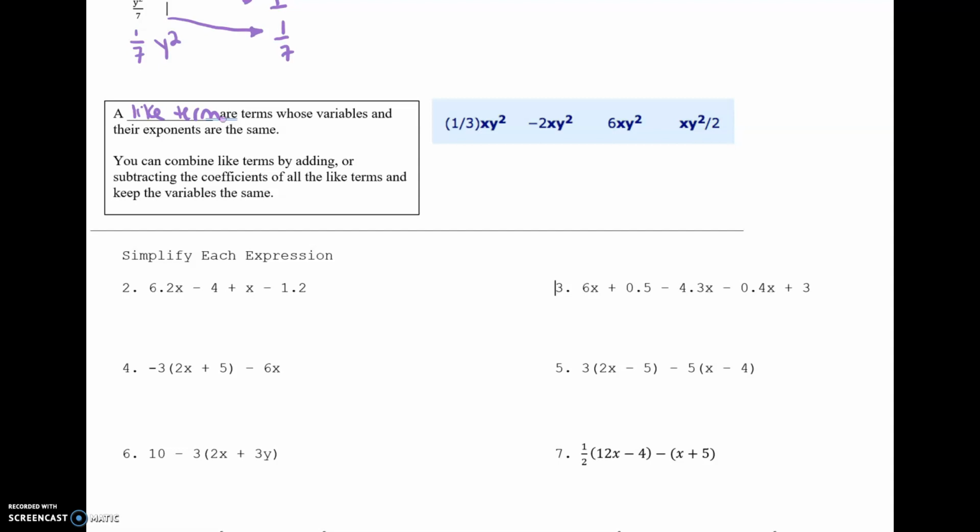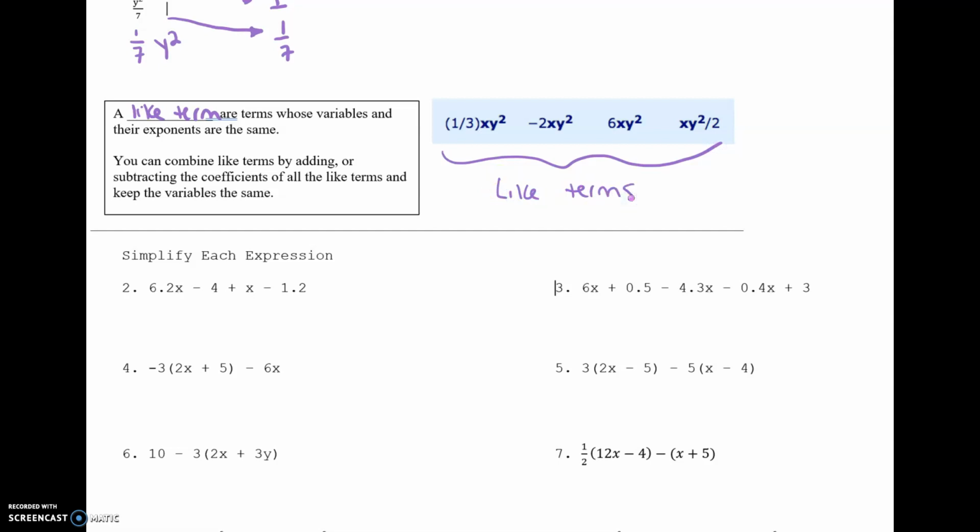So I have a list here of potential like terms. And if we take a look, I'm taking a look at the variables. All of these have x's and y's. And I want to make sure that the exponents of those x's and y's are the same. And in this case, they are, because I have x, and then the exponent, even though we don't see it, is a 1. The exponent for all of these x's is 1, and the exponent for all the y's is 2. So all of these are like terms.